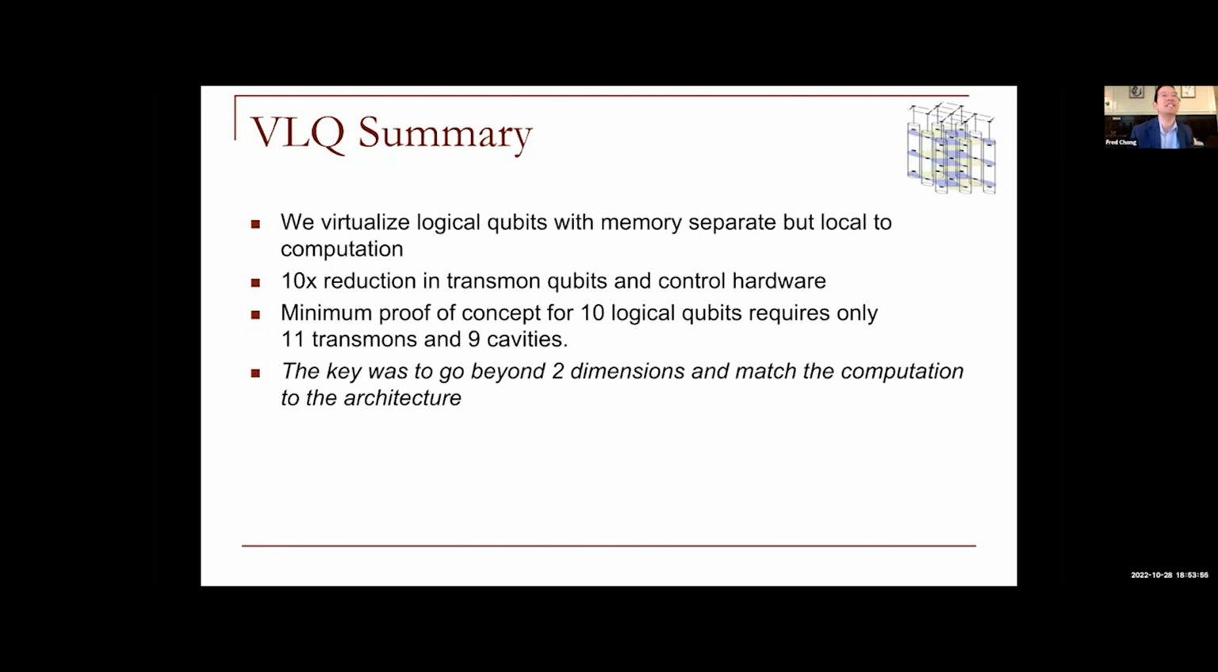And in the end, what we get is a 10x reduction in the number of transmons you need and control for the system. And it would give you the ability to build 10 logical qubits on only 11 transmons and 9 cavities. And so I think this is pretty cool. These greater than 2D, or even just 2D architectures with, say, long-distance communication, give you different capabilities, even when you're looking at the future of error correction codes.